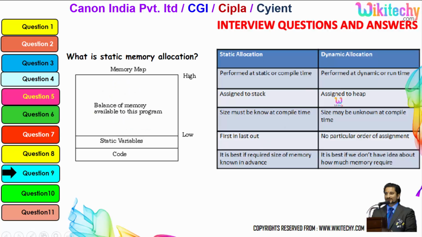Here is a straightforward difference. Static allocation is performed at static or compile time. Over here, dynamic allocation is performed at dynamic or runtime. This is assigned to the stack, that is assigned to the heap. The size must be known at compile time, whereas it will be unknown at compile time. First in, last out, whereas there is no particular order of assignment. Static is best if the required size of memory is known in advance. Over here, dynamic is best if you don't have an idea about how much memory is required.